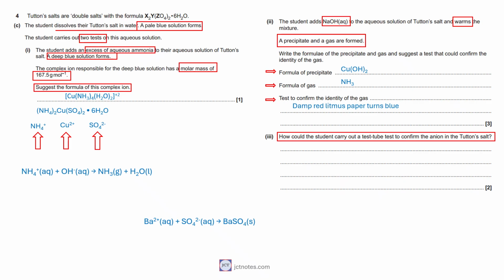Therefore, for the first mark, we state that a barium salt, such as barium chloride or barium nitrate, is added. Alternatively, we can simply say that barium ions are added. For the second mark, we state the observation that a white precipitate is formed.